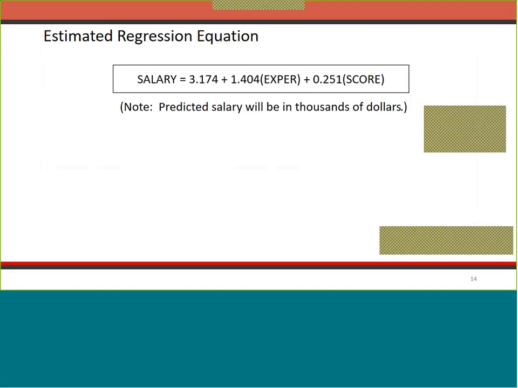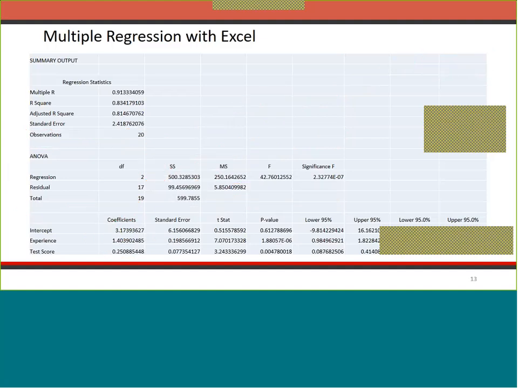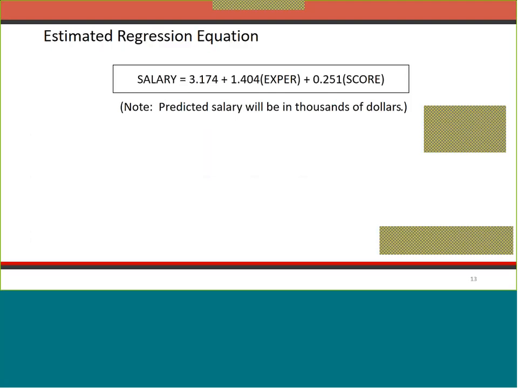Then what will be the estimated regression equation? Anyhow, these are the coefficients you got here down below. They are B0, B1, and B2. So you got 3.17, 1.40, and 0.25. So you got the equation as 3.17 plus 1.4 times experience plus 0.25 times score.